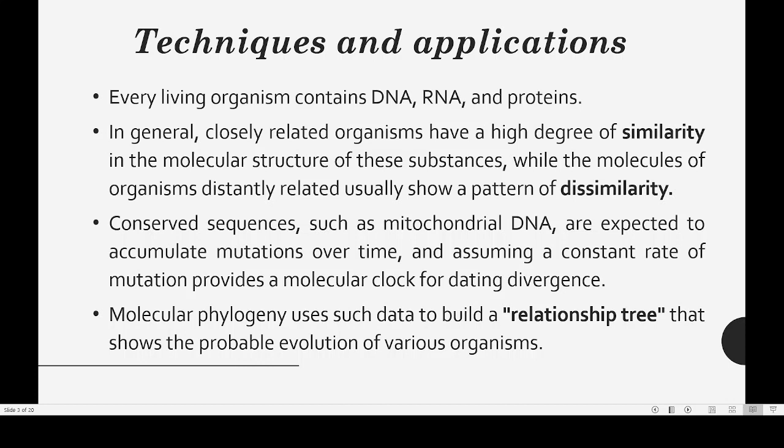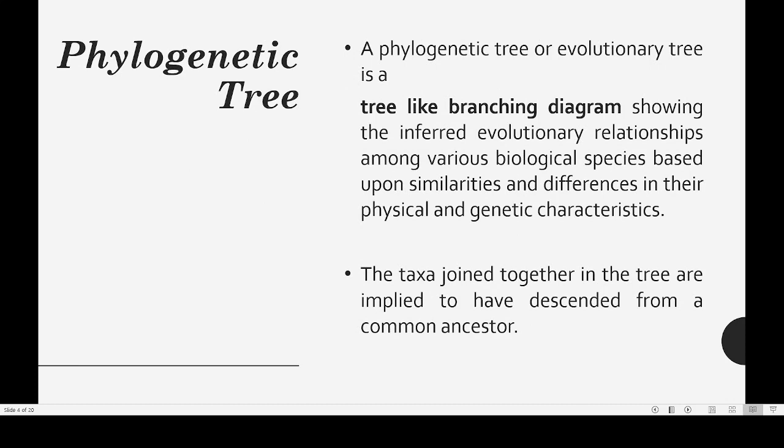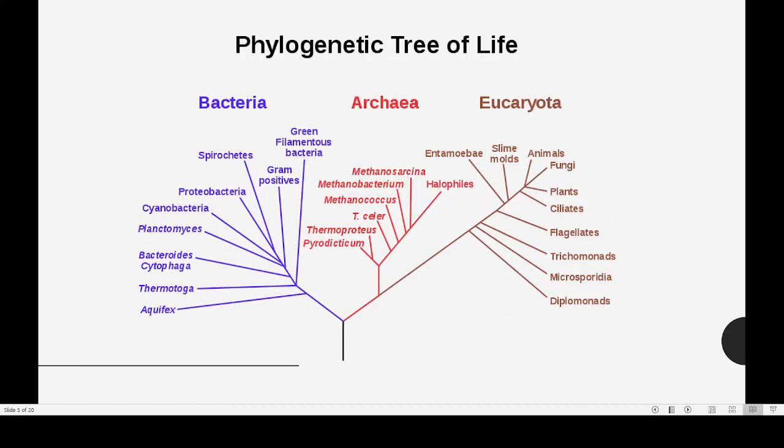Then molecular phylogeny uses such data to build a relationship tree. Earlier I told you phylogenetic tree, evolutionary tree, and the same is known as a relationship tree. That shows the probable evolution of various organisms. We will come to that. So if you look at a phylogenetic tree, you can see that these two organisms are more closely related because they are closer to each other. Whereas these animals and these halophiles are more distantly related because one is coming from this branch, the other is coming from another branch. So this is the advantage of looking at an evolutionary tree.